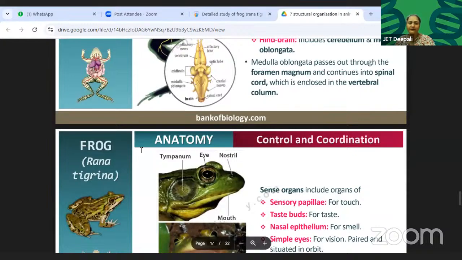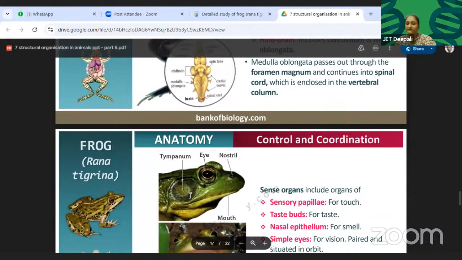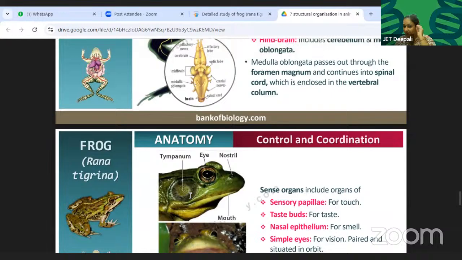See, this is the tympanum here, with which they hear. They can listen. Listening is very important for them. Why? This I will tell. Without listening, they cannot increase their population. This also we will study.